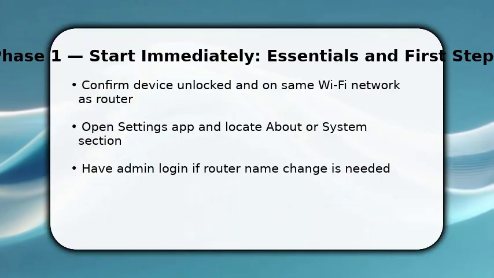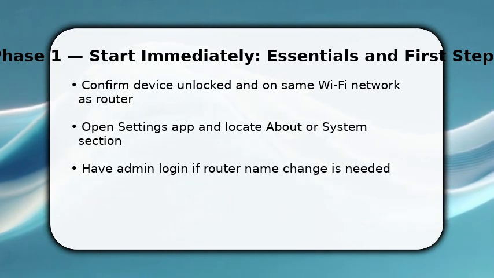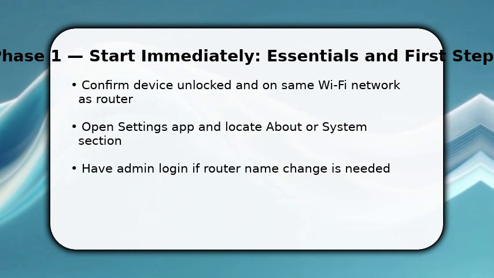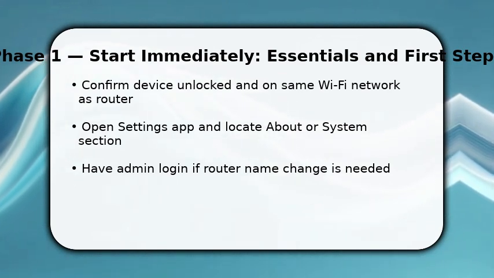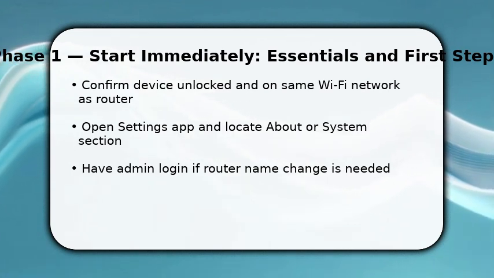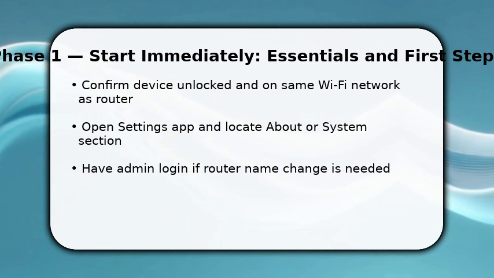You start by preparing the device. Make sure it's unlocked and connected to the Wi-Fi network you want the name to appear on. Next, open Settings and go directly to About or System. This is where the device name lives. If you plan to change how the router displays devices, keep admin credentials handy.